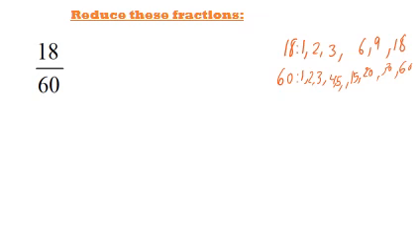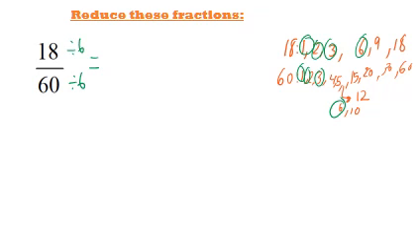5, it's 5 times 12, and 6 times 10. Those are the divisors, and let us circle the common factors. So as you see, the greatest common factor is 6. So I'm going to divide both terms by 6. So I'm going to get 3 over 10, which is an irreducible fraction.